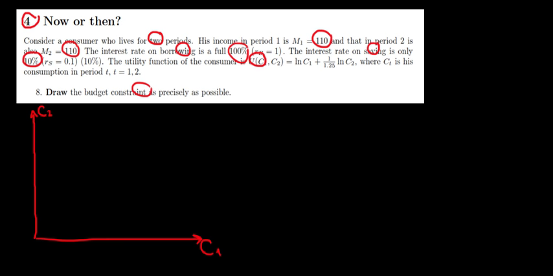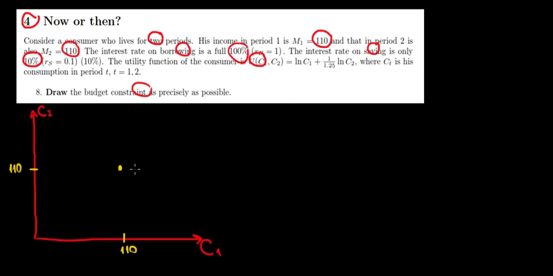Now, before we draw the slopes, let's first draw what we know. We know that we have income in the first period and in the second period. And we have 110 euros in the first period and 110 euros in the second period. So this is going to be the dot corresponding to that.